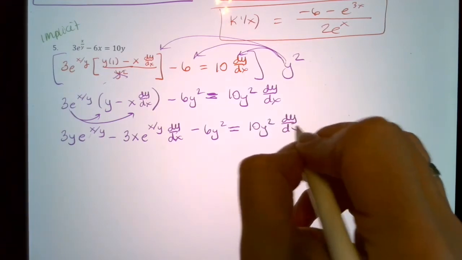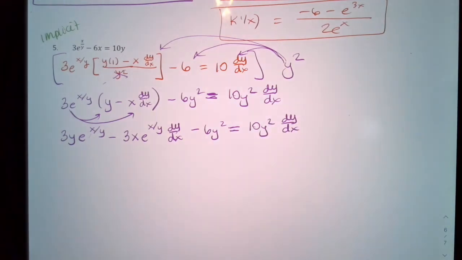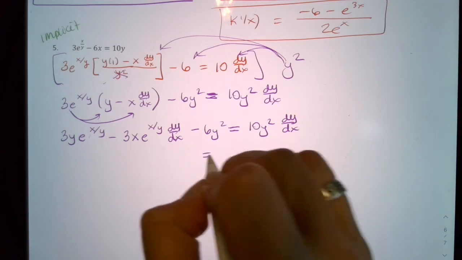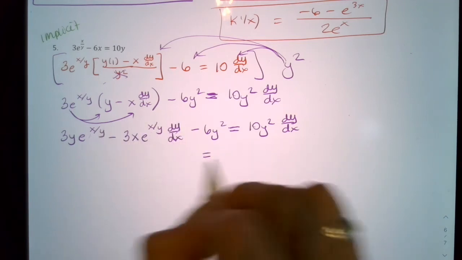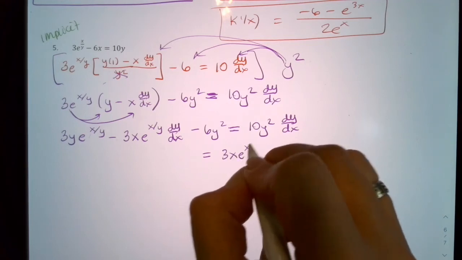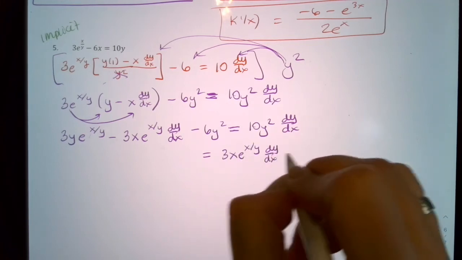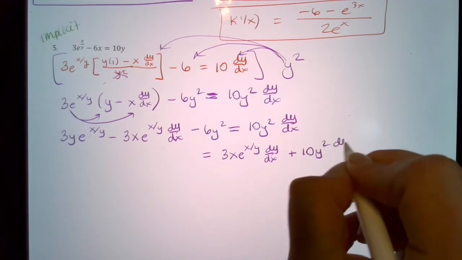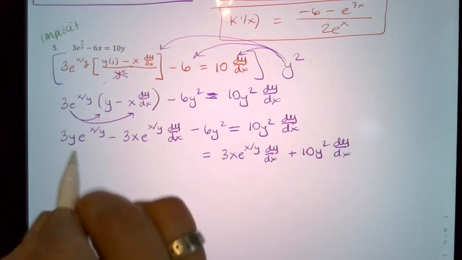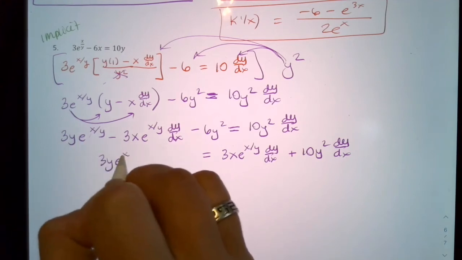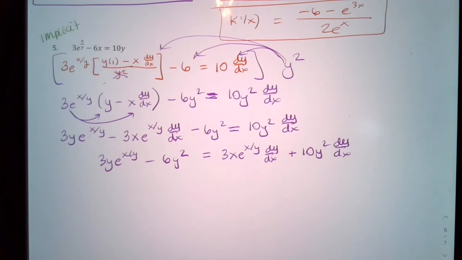Now I'm actually ready to play the game of haves and have-nots. Let's put all the dy dx's on one side. Let's put all the non-dy dx terms on the other side, whatever that means. And so we'll play around with it. And again, you could do whatever you want. I think I'm going to move everything over to the right-hand side, all the dy dx terms. So this guy is now going to hop over and become positive. What stays over here is the 3y e to the x over y and the minus 6y squared.